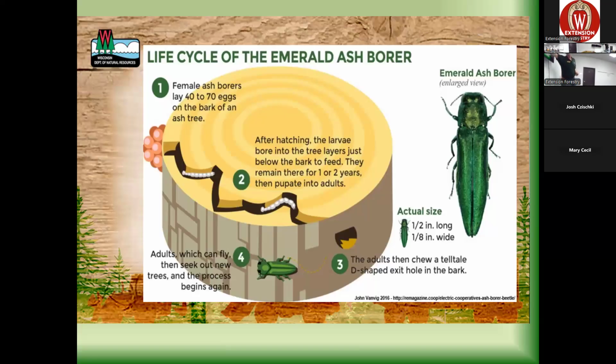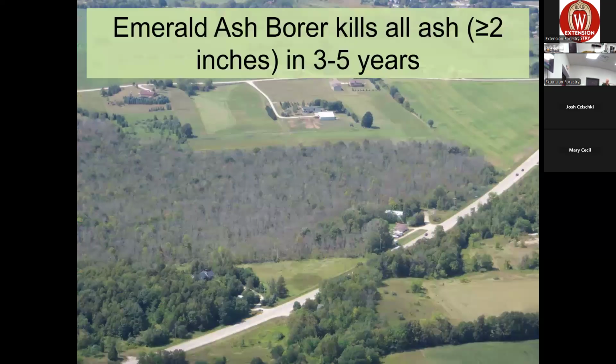Eventually, after 1 or 2 years, they metamorphose into the adult, and the adult bores out of the tree again, and out she goes, ready to spread more emerald ash borer. Emerald ash borer will kill all ash trees that are greater than 2 inches in 3 to 5 years. So once infected, they're not going to make it.